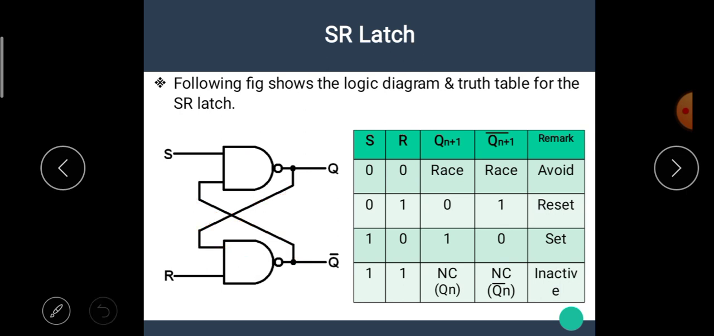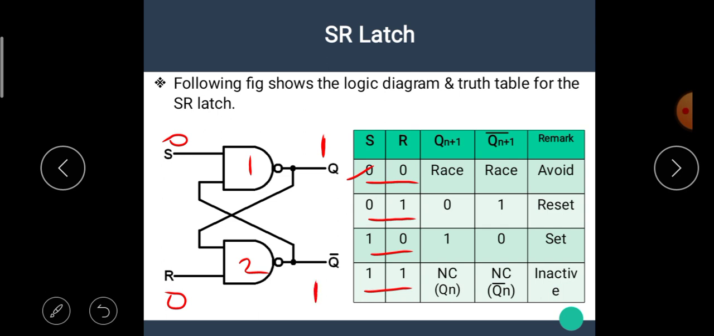Now we know that the possible combinations of SR are 00, 01, 10, and 11. Let's see the first combination, 00. When S has value 0 and R has value 0, then what happens? These are the two NAND gates, NAND gate 1 and NAND gate 2. One input of the NAND gate is 0, hence its output is forced to be 1. Similarly, in the second NAND gate, one input is 0, hence its output is forced to be 1.